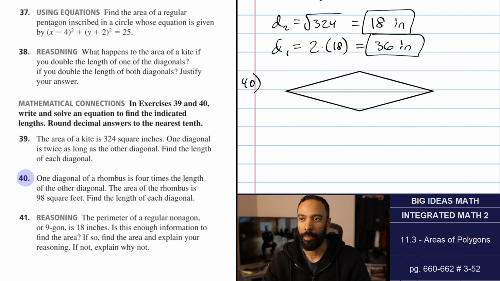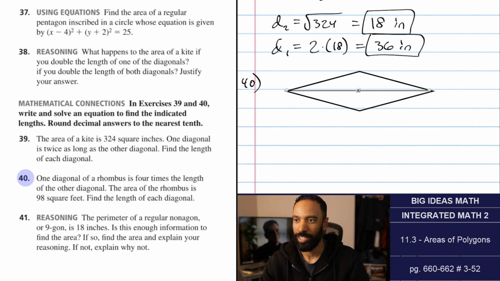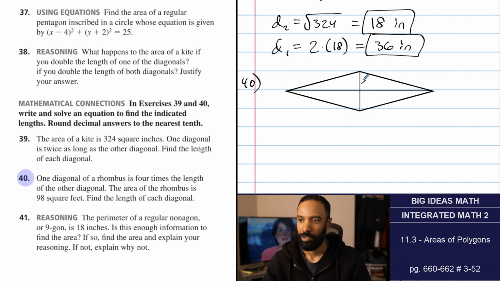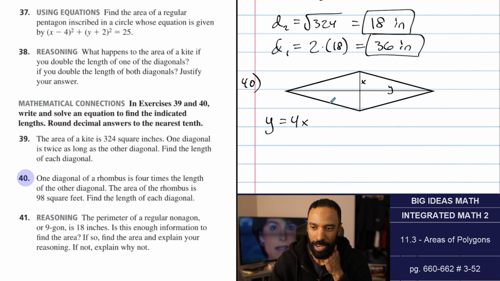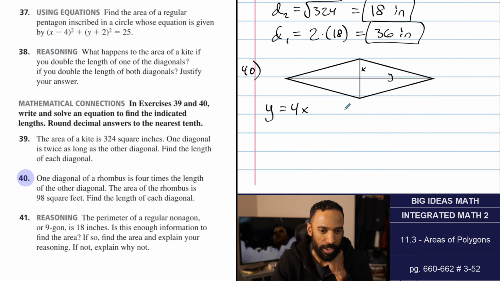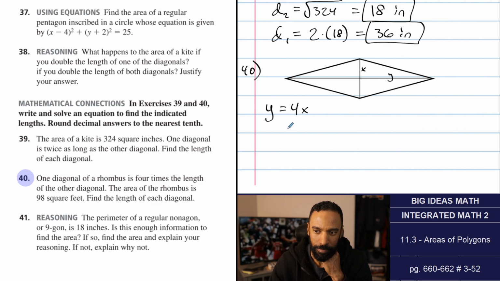Boom. And I probably don't need the drawing because I can just do what I did last time, but I feel like a drawing. I want to remind you of what a rhombus is. Call the diagonals x and y. So y is 4 x's. I'm not going to use d1, d2. That's too weird on this stuff. It probably messed me up with that 1/2. The area of the rhombus is 98 square feet.